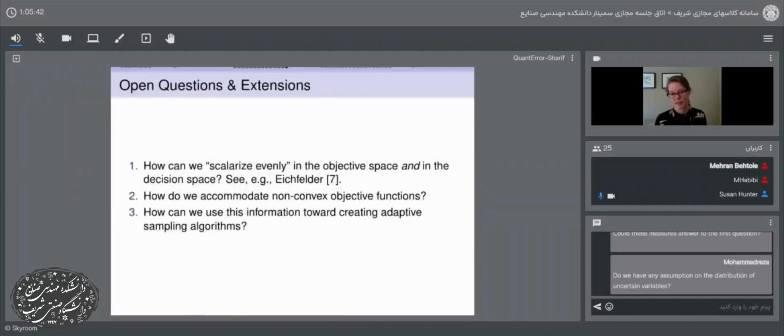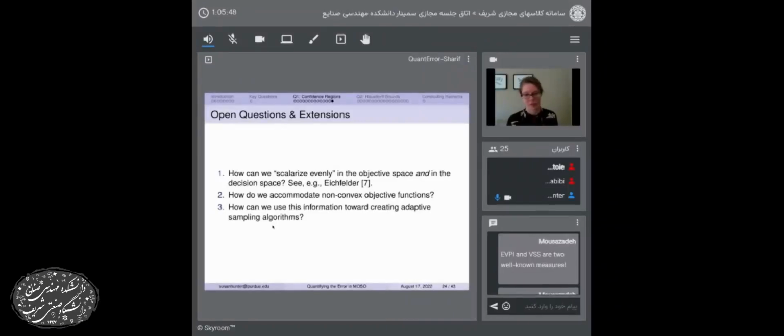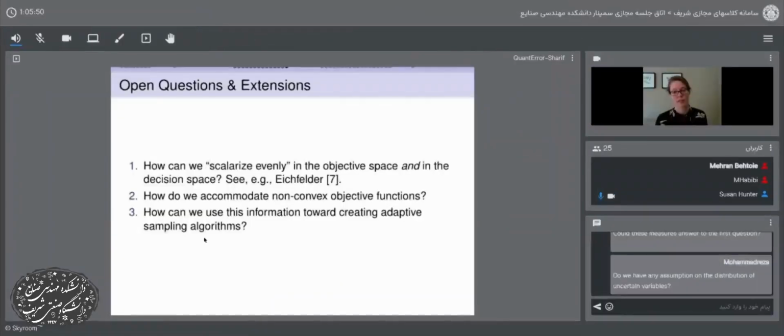So we've done things quite preliminarily. We're just beginning on this work, and there's a lot of open questions and extensions. So how can we scalarize evenly in the objective space and in the decision space? Because we're wanting to create these in both spaces. How do we accommodate non-convex objective functions?